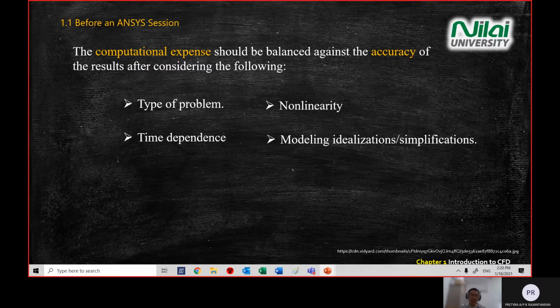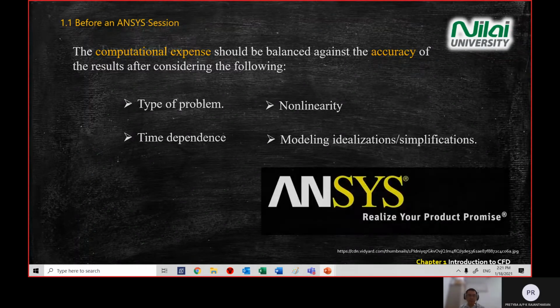For example, you simulate a flow inside our blood vessels. Blood is a non-linear fluid, so you have to be careful with all these kinds of things. And then, what are the simplifications or assumptions when you run the simulation? These are the four things that you need to balance, because if you go too deep, then the time of simulation will increase and the error will also increase, right?